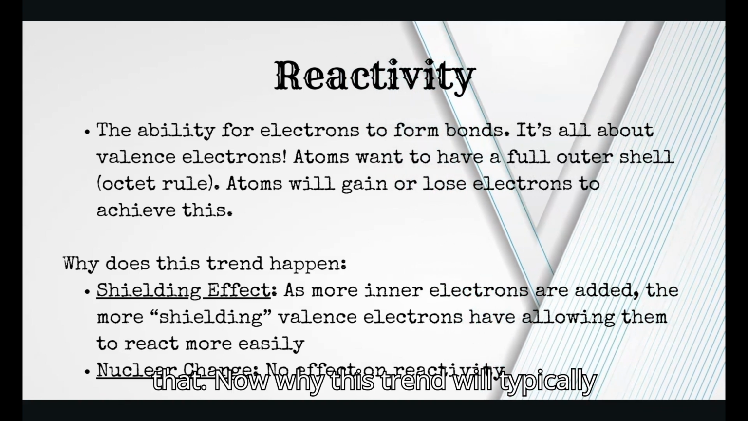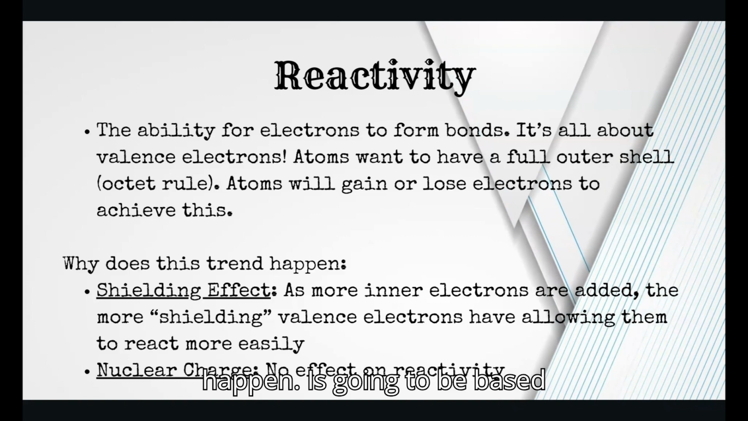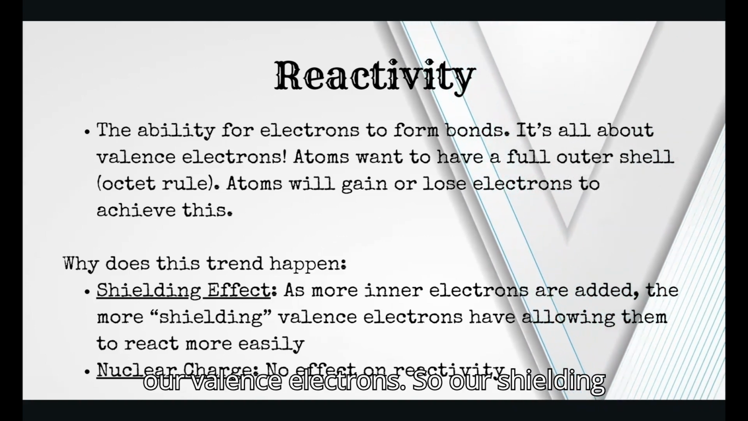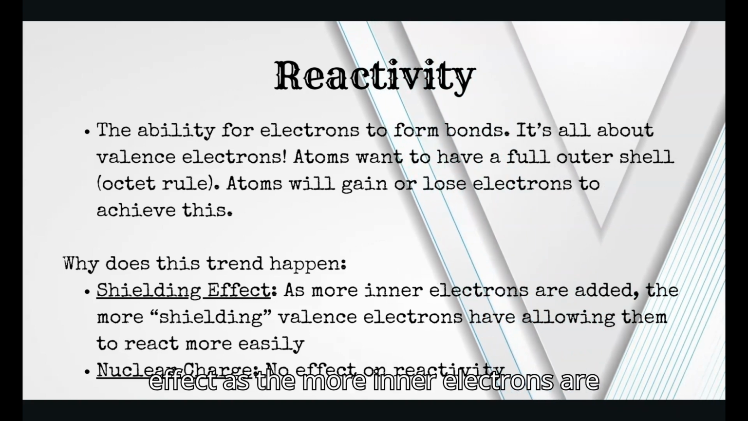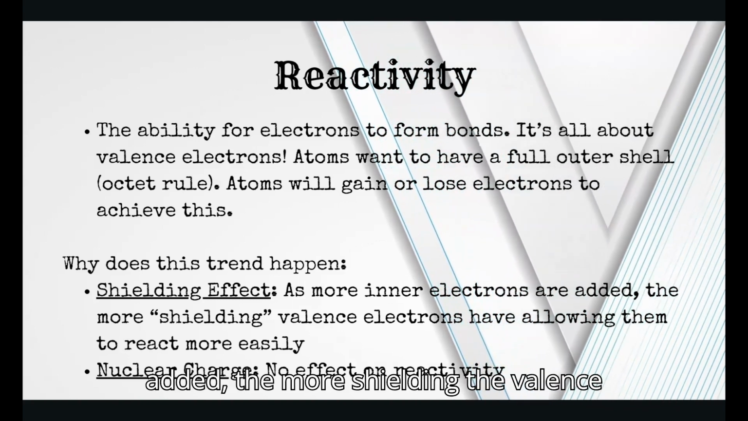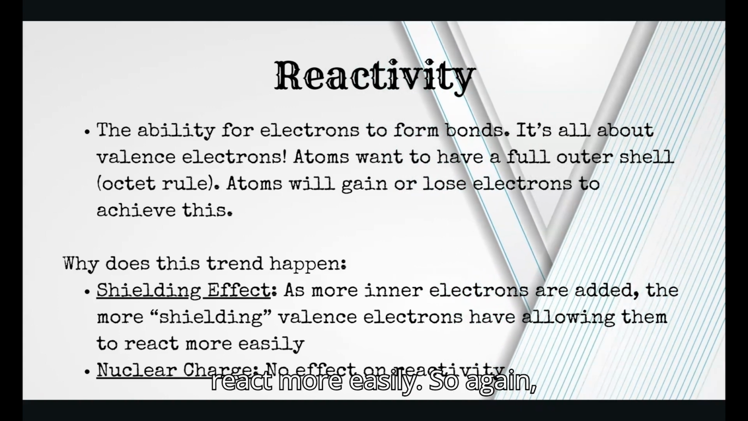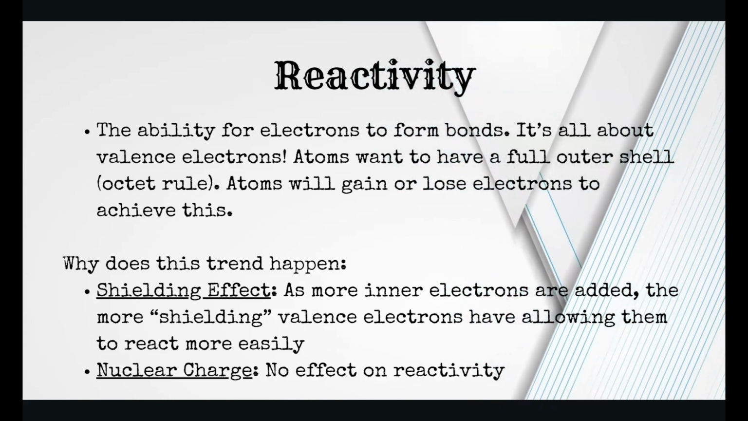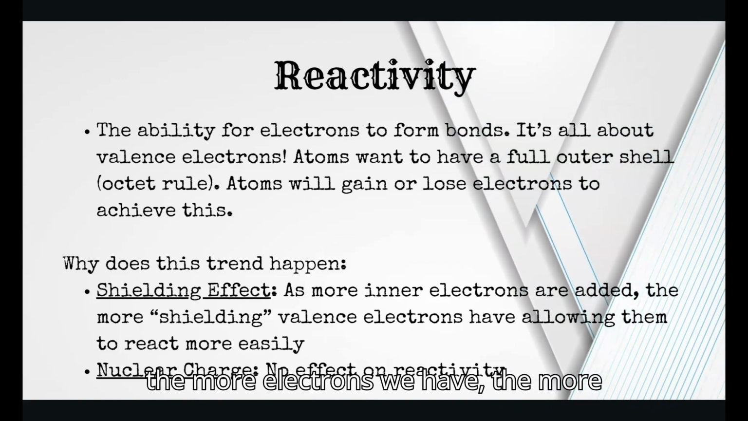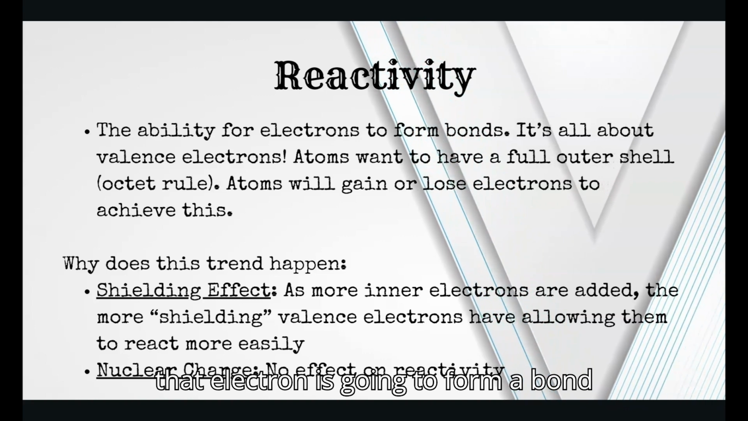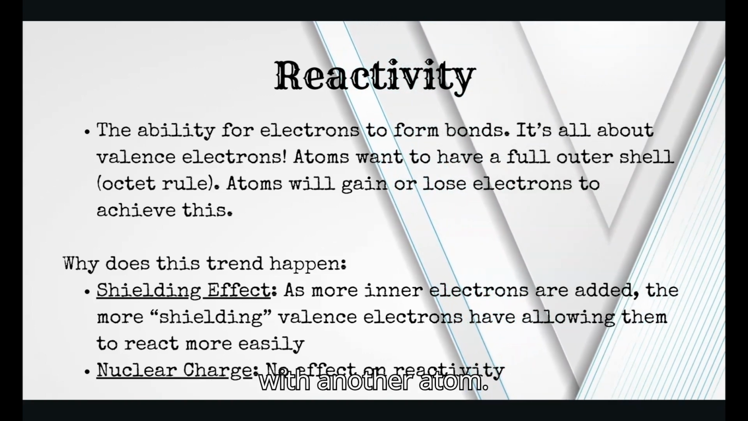Why this trend typically happens is based mainly on our shielding effect and our valence electrons. As more inner electrons are added, the valence electrons have more shielding, allowing them to react more easily. So again, the more electrons we have, the more chaotic it is, and the more likely that electron is going to form a bond with another atom.